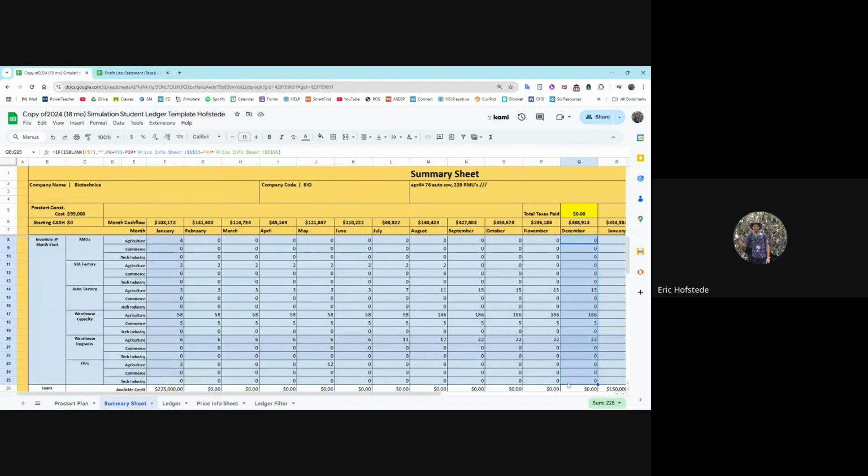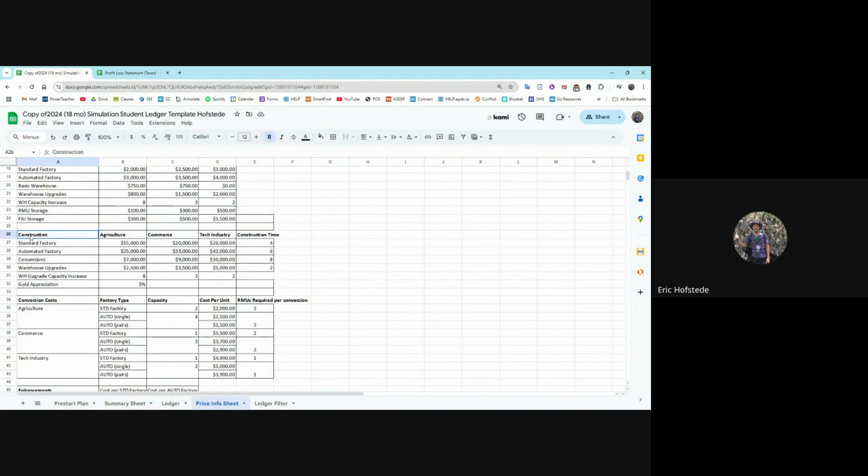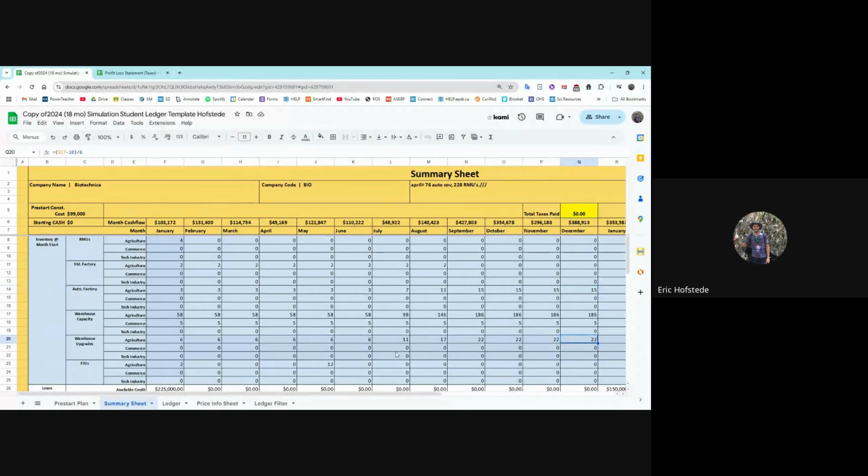So I don't include RMUs or FIUs. I do include standard factories, but it looks like I've actually converted all my standard factories. So that's going to be 0. Auto factories, it looks like I have 15. So I need to find their cost in the construction section of the price info sheet. I have 15 auto agricultures. So that's going to be equal to 25,000 times 15, 375,000 for those.